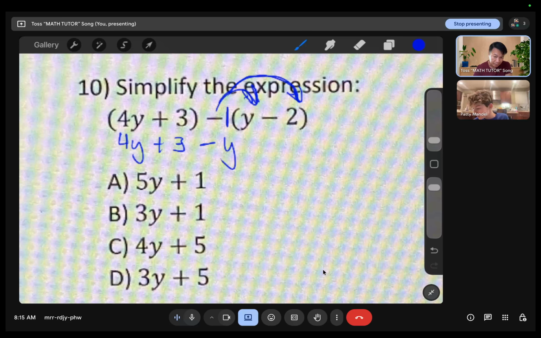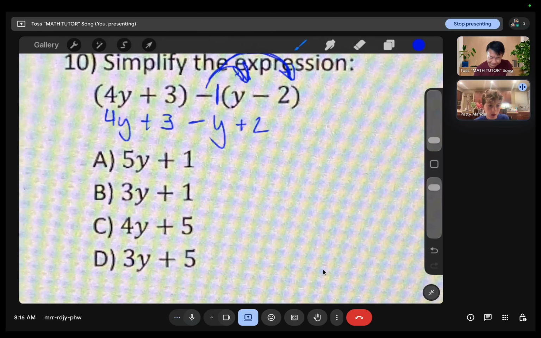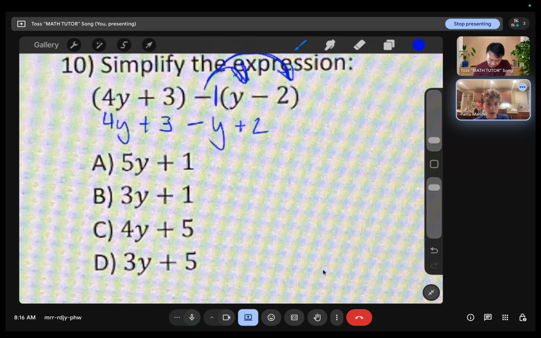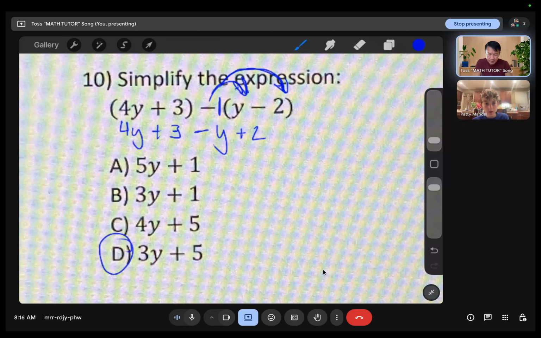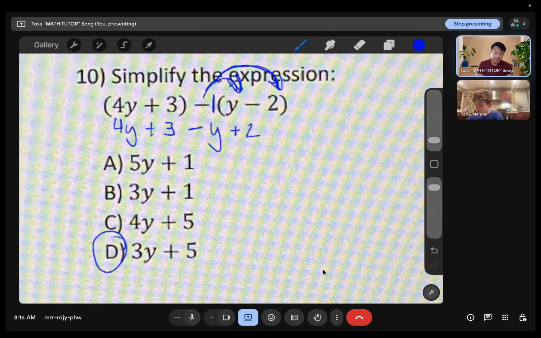A negative 1 times y, a positive y between the parentheses, it's a negative y. A negative 1 times a negative 2, it's a positive 2. So there it is. And then you can combine them. So what do you think? Final answer? I think it's just number D. It's D. Let me see. I think that is correct. Yes, D. So it is D.